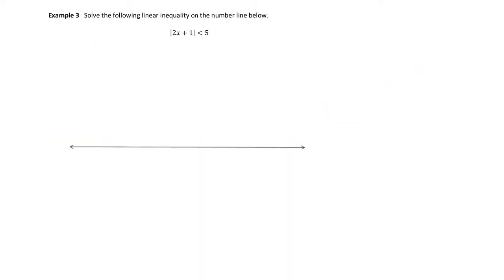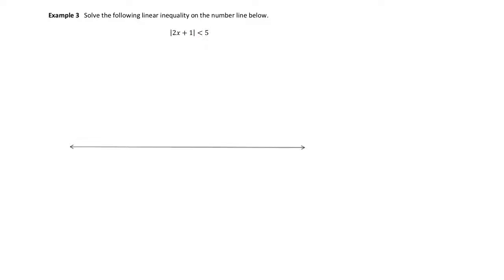And for example 3, I want to combine all of these ideas in just a slightly more complicated example. When is the absolute value of 2x plus 1 less than 5? So the difference is, it's not just x, in fact it's 2x plus 1. But in terms of the cases, it's going to be our first case that we encountered, where we have something in absolute value that's less than.